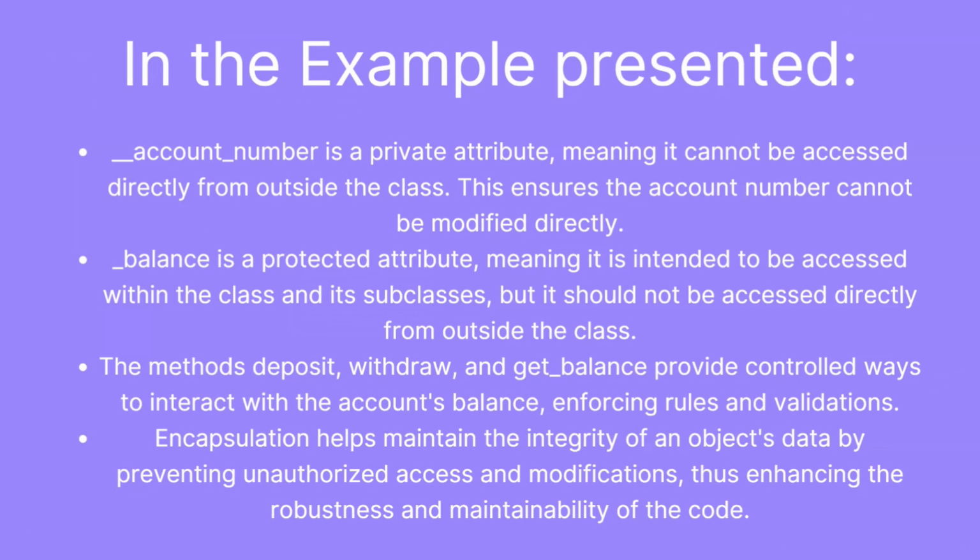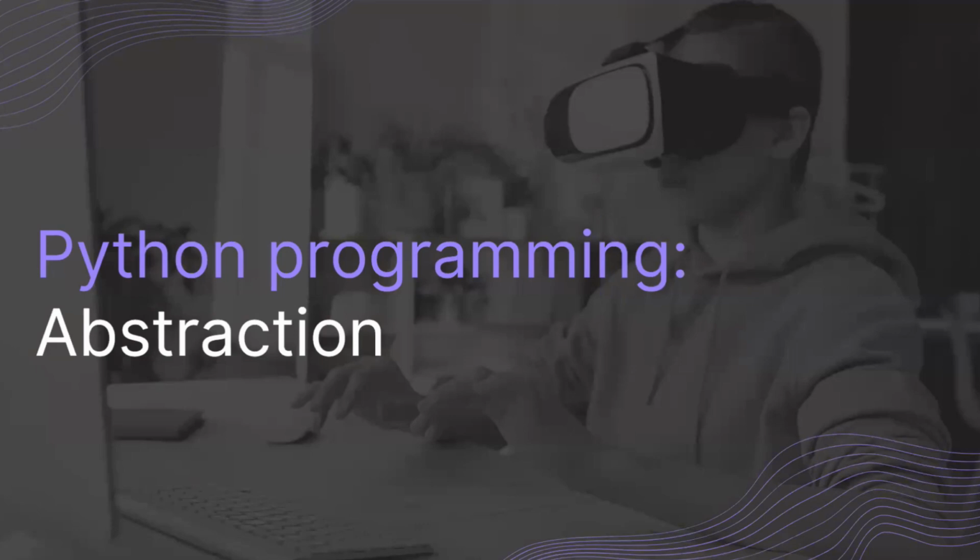Encapsulation helps maintain the integrity of an object's data by preventing unauthorized access and modifications, thus enhancing the robustness and maintainability of the code. Next Python basic concept is abstraction.